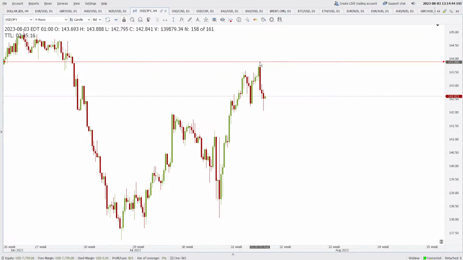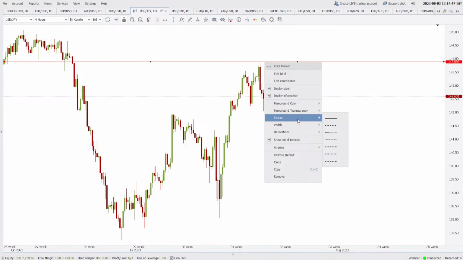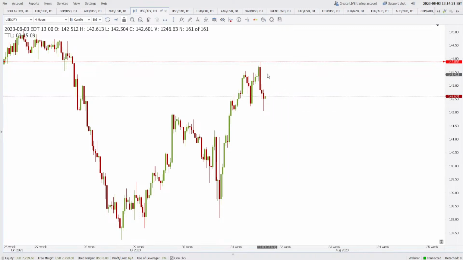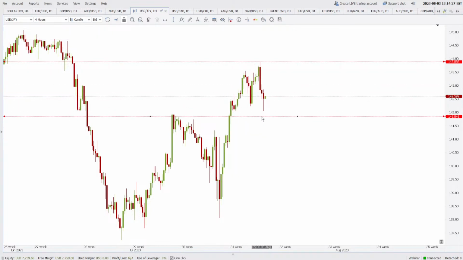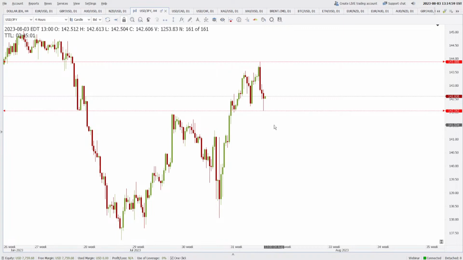And what are the resistances now? So 143.88 is the resistance, and where is the support? The recent low that the price has made, 142.06, is the support.